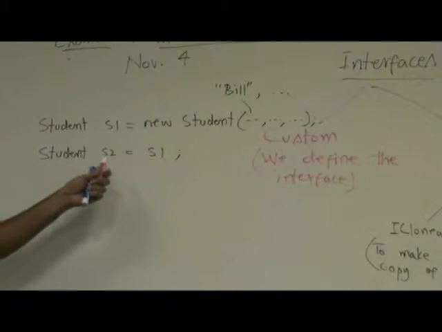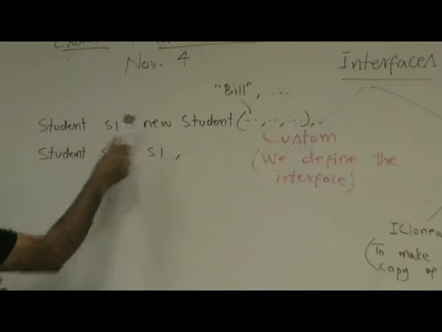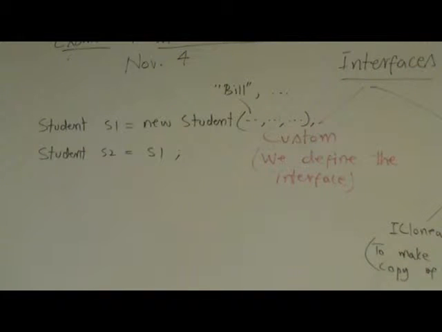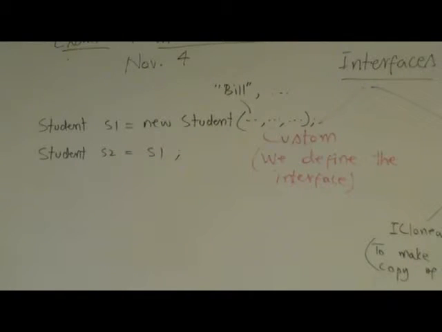So is s2 a completely separate student? Does s2 have the same data as s1, and does it have its own separate memory? Okay, the answer is no. Anytime we assign one reference type to another, it points to the same memory.